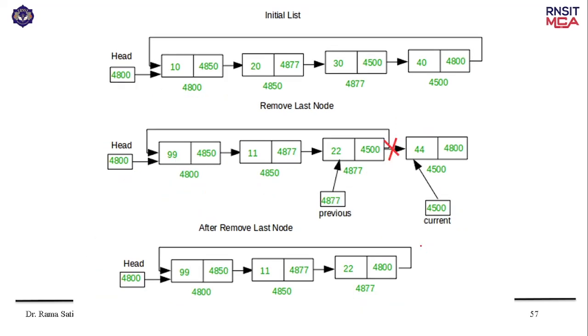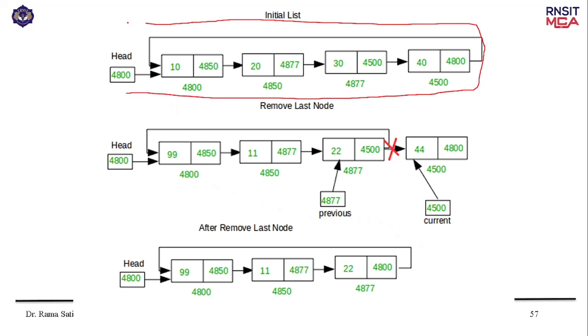Now you have to remove the last element. Look here, normally it will be displayed like this. The initial data array will be like this, and you have to delete the last element. The last element is 44. The last link is present pointing to the first link.